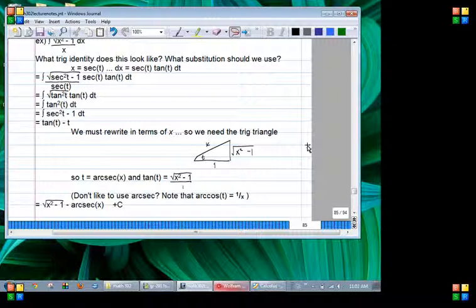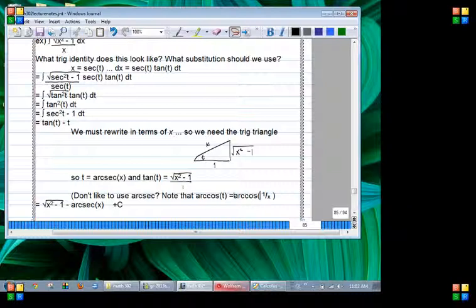Adjacent over hypotenuse or cosine? Hypotenuse over adjacent. Cosine t is 1 over x. Sorry, I got that the other way around. So this should be like that.